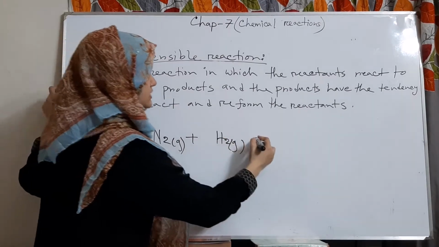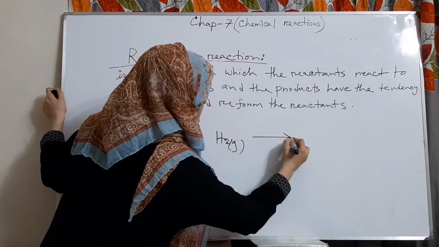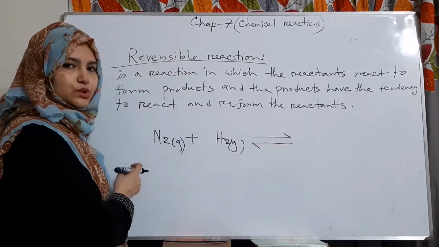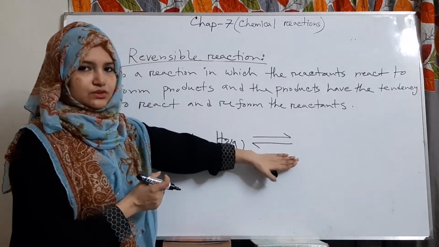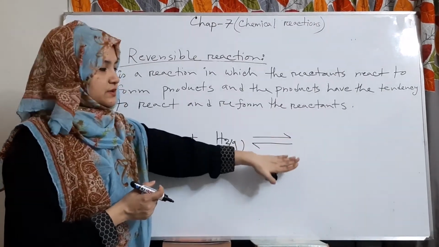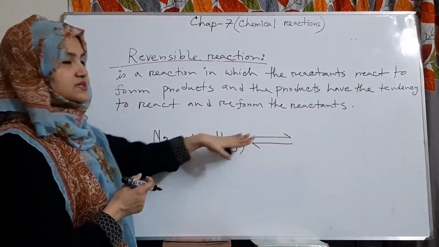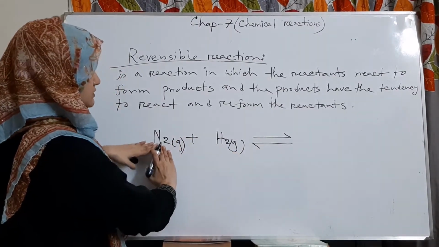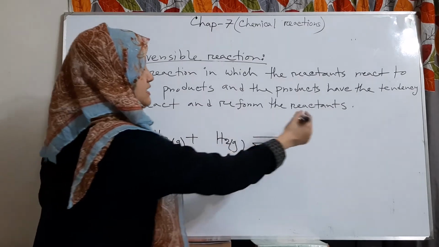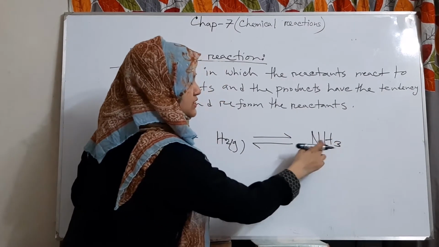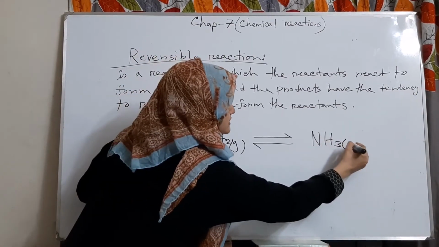Nitrogen and hydrogen gas react, and here I use this sign. This is the reversible sign. The half arrows represent the reversible sign. Nitrogen reacts with hydrogen gas and produces ammonia gas. The molecular formula of ammonia is NH3, ammonia gas.